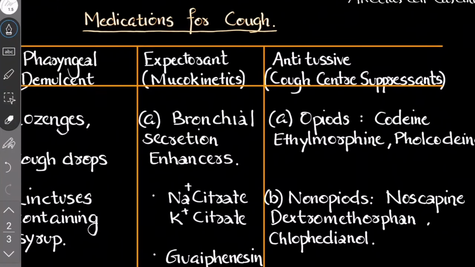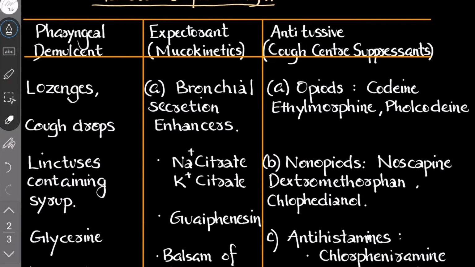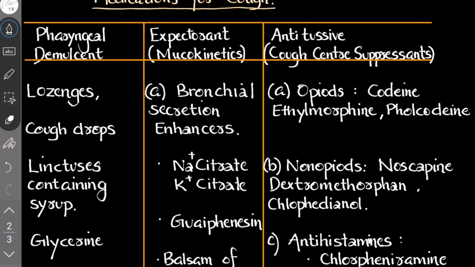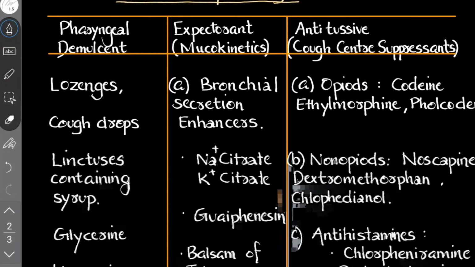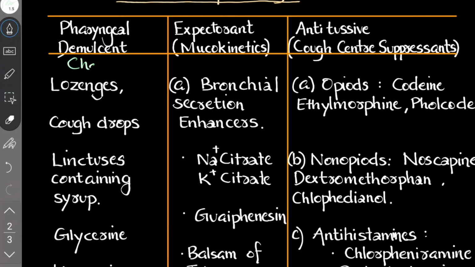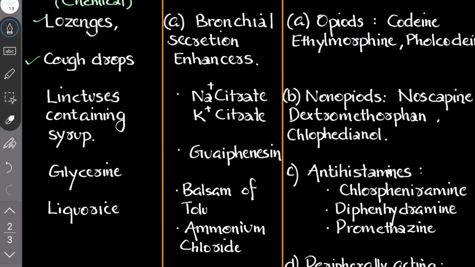So we'll talk about the medications given for the cough. When you're discussing the medications, you see that there are pharyngeal demulcents, there are expectorants, mucokinetics, meaning they aid the movement of sputum, and antitussives, the cough suppressants in dry cough. Pharyngeal demulcents smoothen the tract and prevent the action of stimuli. Like we know, chemical stimuli are there, so it prevents the chemical stimulus from creating a reflex. So here we use lozenges, cough drops, and linctus containing syrup, glycerin, and licorice.